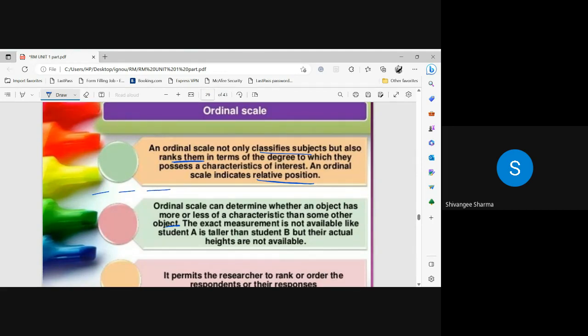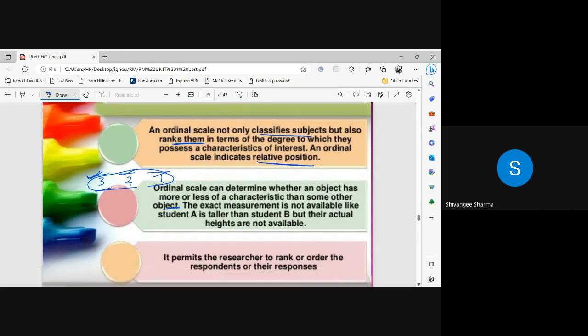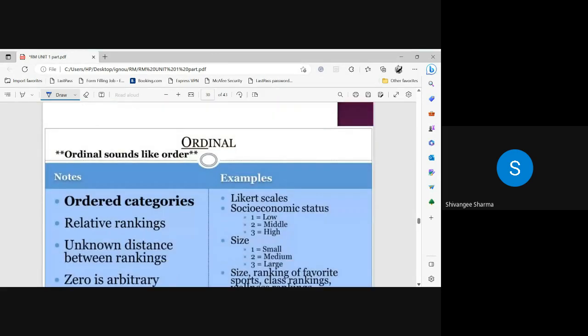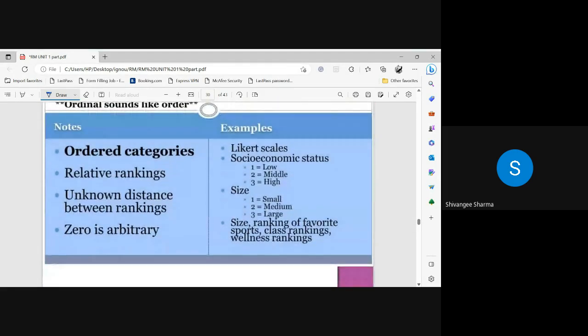So if you are giving 3 marks for the satisfied category, 2 for neutral, and 1 for dissatisfied, then this 3, 2, 1 will be your ordinal scale, where 3 has the highest importance, then 2, and then 1. It permits researchers to rank or order the respondents or their responses. So, like this, relative rankings, there is unknown distance between rankings. 0 is arbitrary. Likert scales are used.